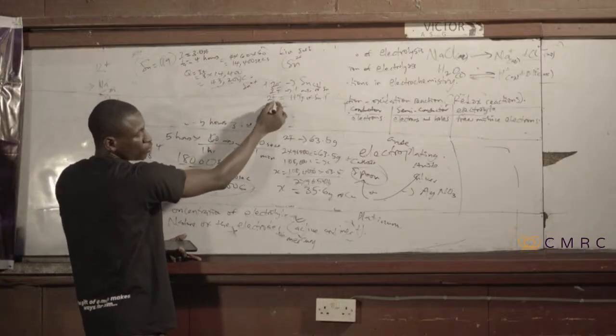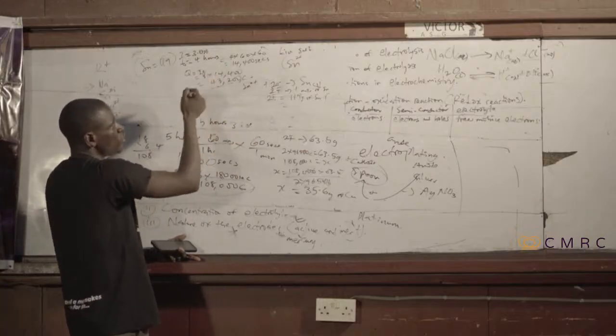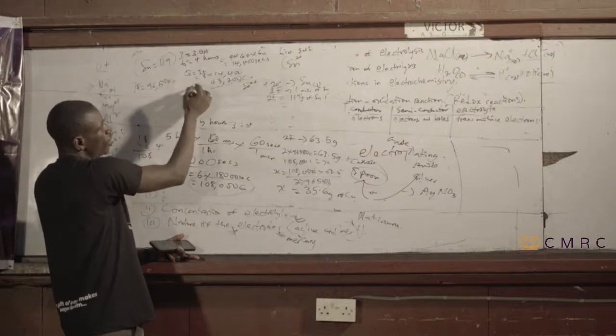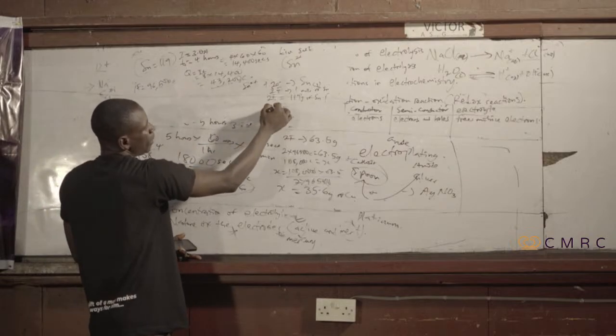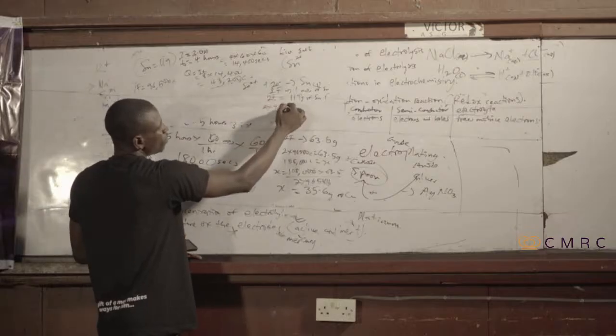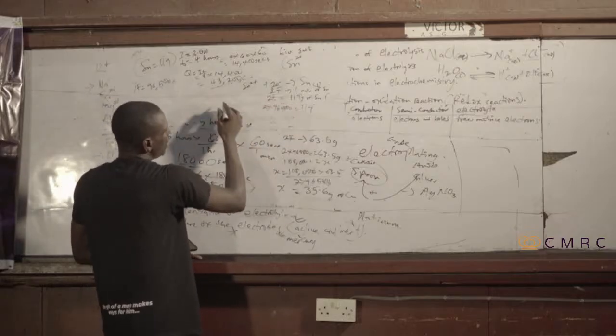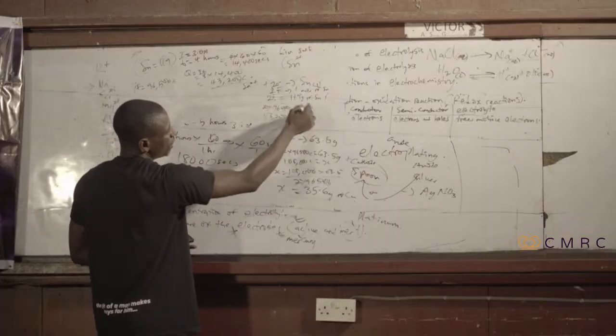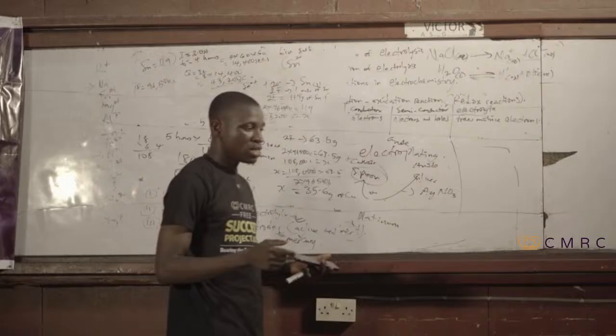Now, what mass will 43,200 coulombs give you? Convert this to coulombs. Don't forget, 1 Faraday equals 96,500 coulombs. So 2 times 96,500 coulombs equals 119 grams. Then 43,200 coulombs equals x. So we can just solve it and get our x. Just as simple as that.